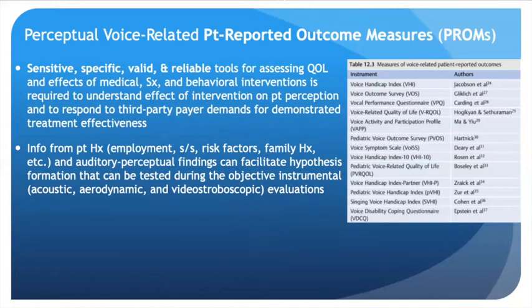Sensitive, specific, valid, and reliable tools are necessary for assessing quality of life and the effects of medical, surgical, and behavioral intervention in order to satisfy third-party payer demands for demonstrated treatment effectiveness. So if we demonstrate a large magnitude of change, a large effect size that's not due to statistical error, so it's got a low p-value, and we use good tools to do that, then we can justify to the payer, to the insurance companies, that we made an impact on this person's life, functionally, emotionally, physically.